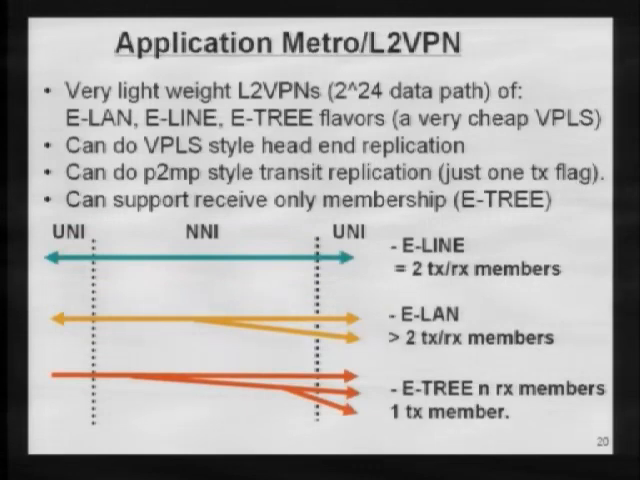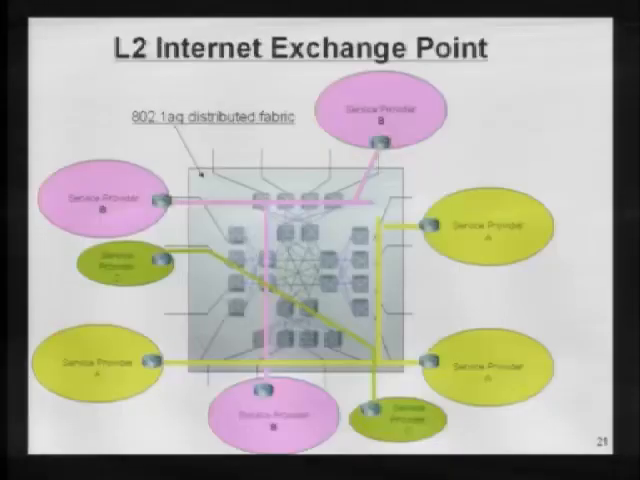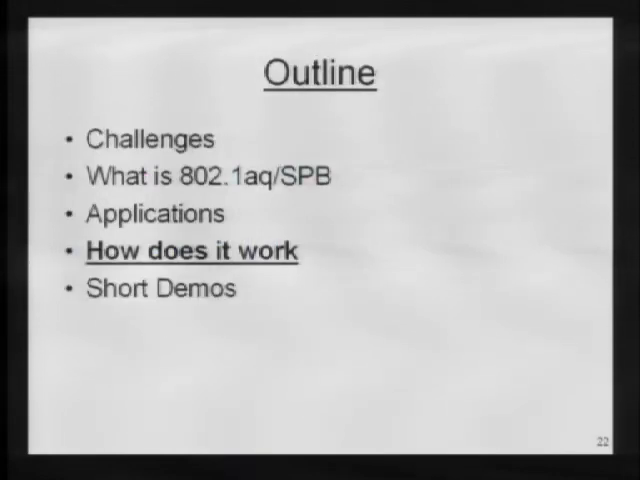with slightly different trade-offs. An E-line is just a two-member ISID. An ELAN is a service that has more than two members, both of which are transmit and receive, and a tree just has one transmitter and multiple receivers. So by playing around with an attribute of membership and an attribute of transmit and receive, we can create a wide variety of different types of connectivity model. And we'll skip over that for time.